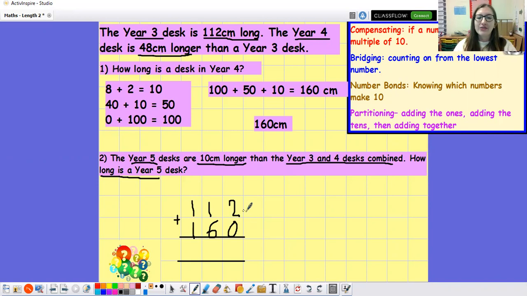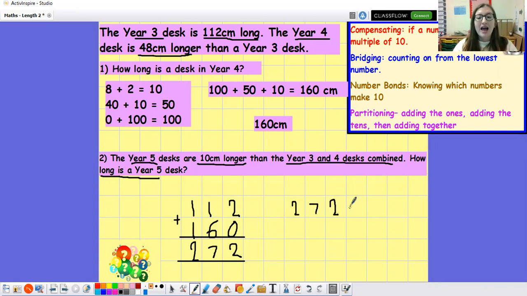Okay, welcome back. Let's go through the answers then. So 2 add 0, I know is 2. 110 add 6 tens is 7 tens, and 100 add 100 is 200s. So year 3 and 4 desks combined make 272 centimetres. But that's not how big a year 5 desk is, because the year 5 desk is 10 centimetres longer than that.